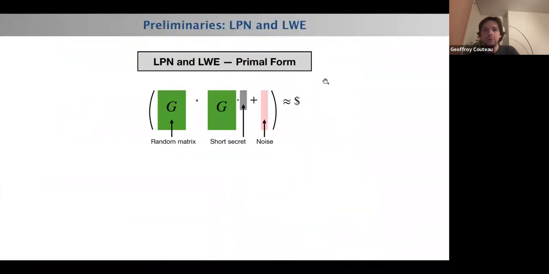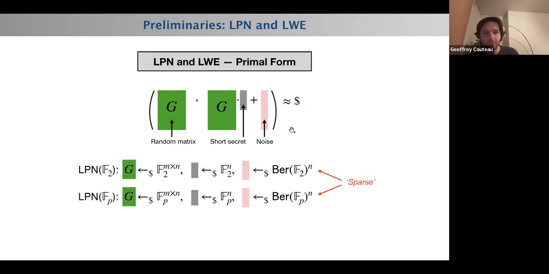So how do we do that? We'll use LPN and LWE. So I'm briefly recalling the assumptions in a somewhat semi-abstract way. What I call the primal form of LPN and LWE is the following. You have some random matrix, and you have some noisy system of linear equations. And the assumption will be that this noisy system of linear equations is indistinguishable from random.